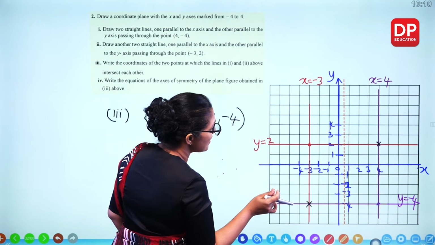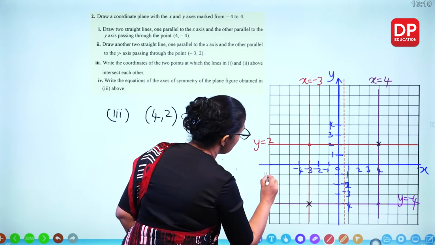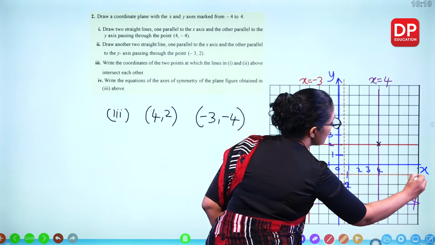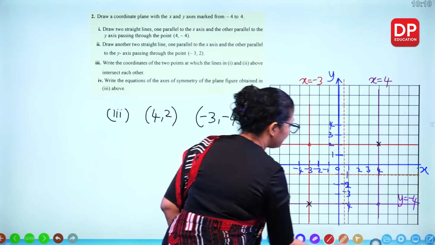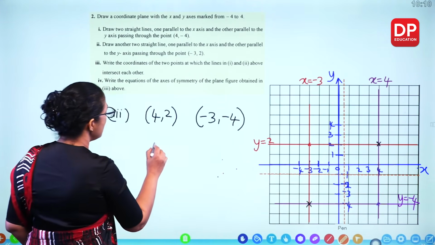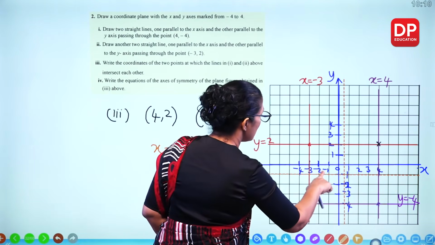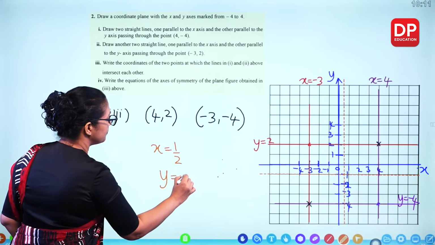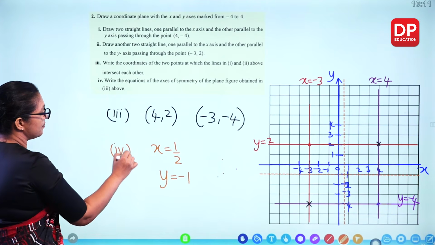And what about the other side? When you take this side, 3 squares, 3 squares. So, this line is the axis of symmetry. Now, what are the equations of these two? In between 0 and 1, x equals half and here y equals minus 1. So, this is for the fourth part.